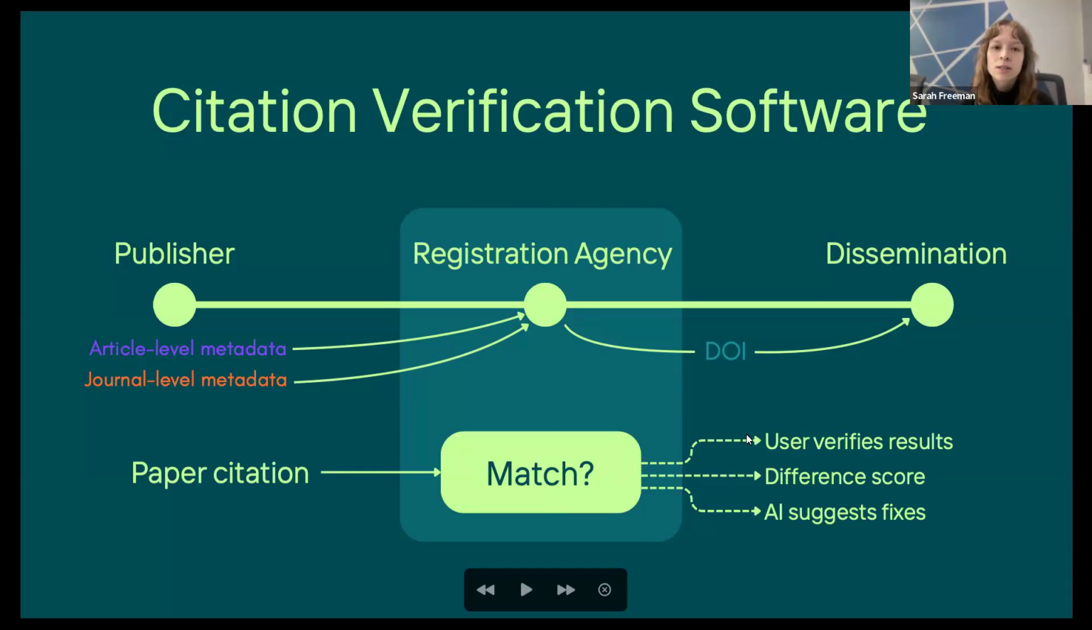Oftentimes, the user will want to compare the correct information to what's been given in the paper. Maybe there will be a score that measures how similar the paper citation is to the information from the registration agency. Some commercial software also has an AI that will suggest possible fixes. That's not something that we're going to talk about in relation to our tool that we've developed, but it does exist in other tools that are out there on the internet that you can pay for.